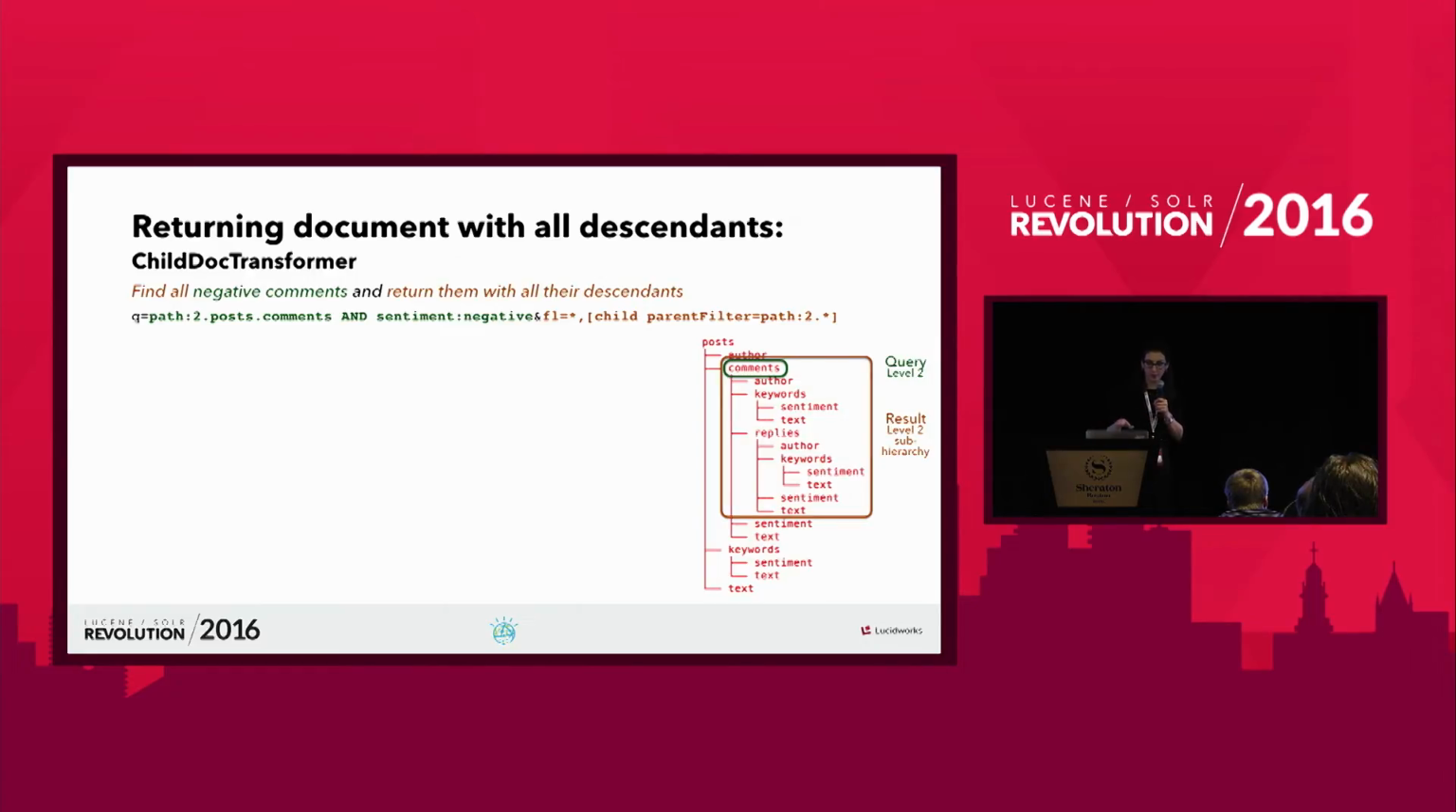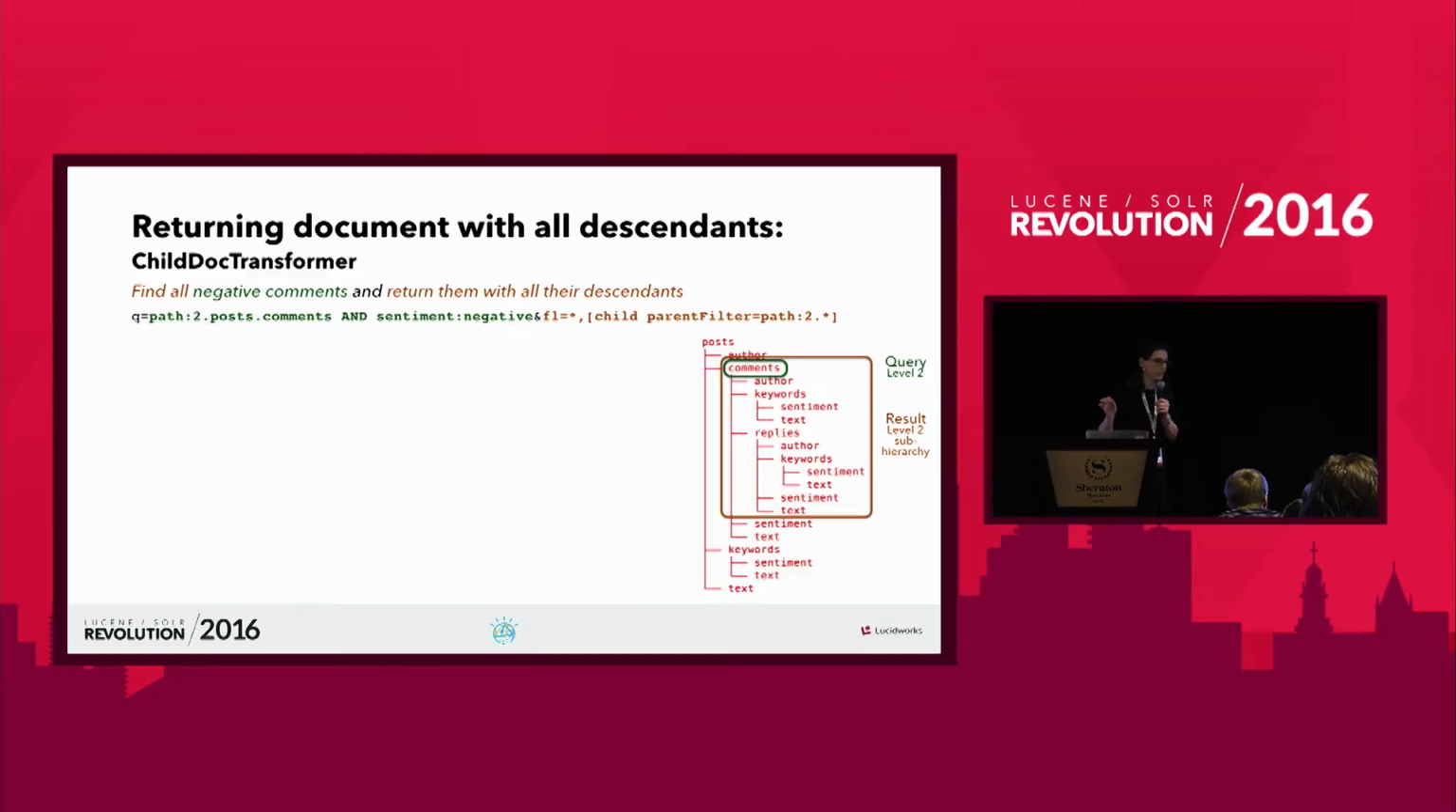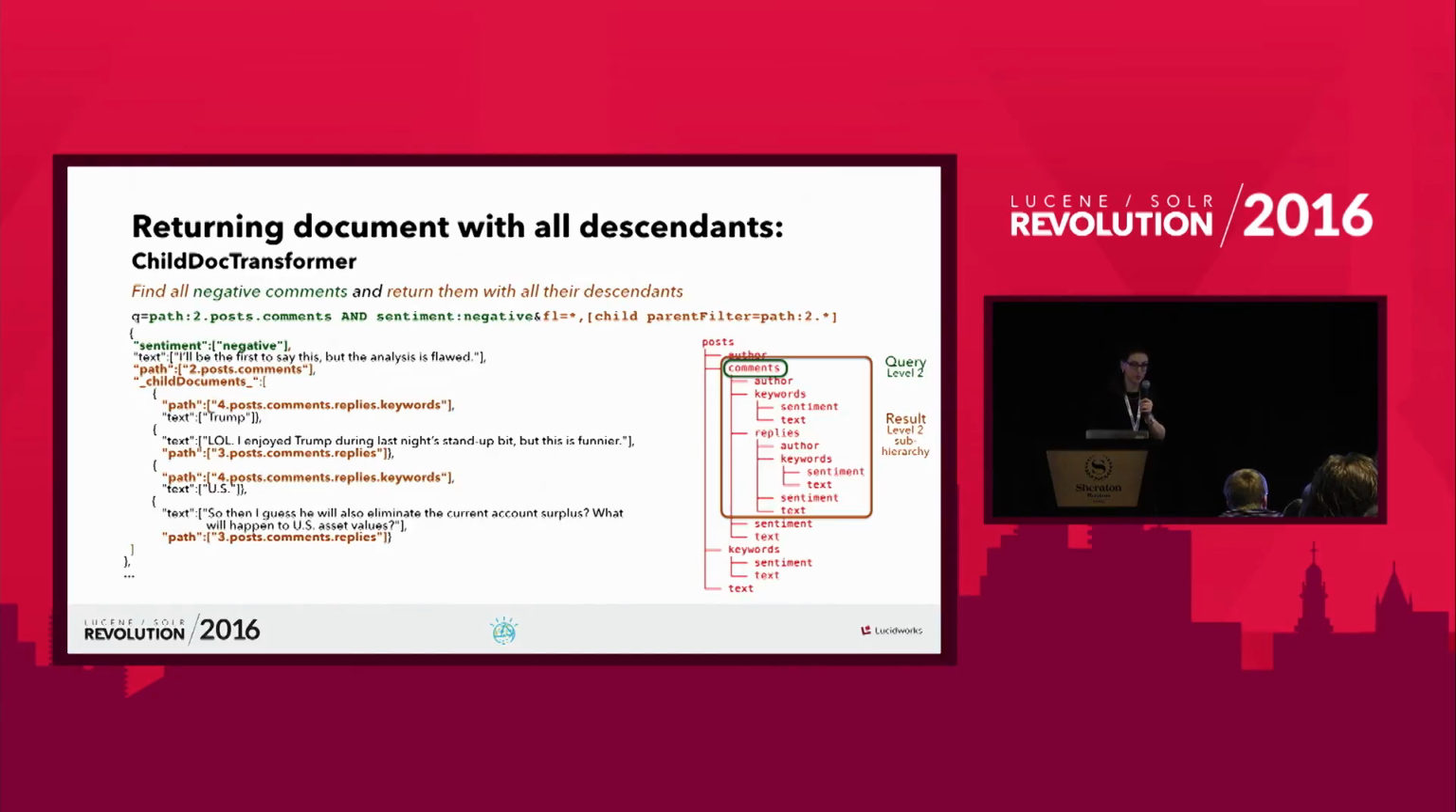So if we ask a question, find all negative comments and return them with all their descendants, then you see over here the structure is different. There we queried for something and we returned only the descendants, and here we are querying on a comment and we expect the whole block to be there. The example syntax is here, and here's the result. There is the main query part in green, and then there is this child doc transformer in square brackets that indicates that we want the whole substructure back.